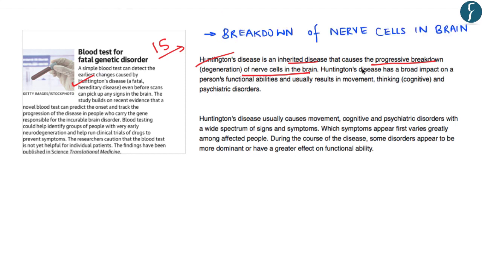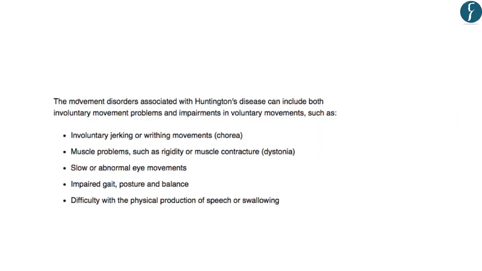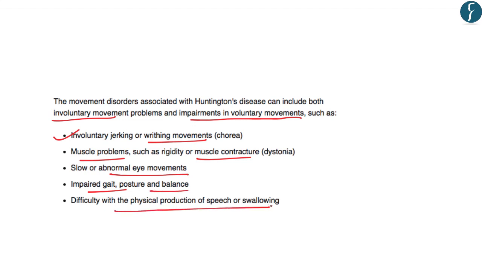It further says that this disease has a broad impact on a person's functional abilities and usually results in movement, thinking, and psychiatric disorders. In this aspect, the movement disorders associated with Huntington's disease can include both involuntary movement problems and impairments in voluntary movements, such as involuntary jerking or writhing movements, muscle problems such as rigidity or muscle contracture, slow or abnormal eye movements, impaired gait, posture, and balance, difficulty with the physical production of speech or swallowing. So these are some of the movement disorders.